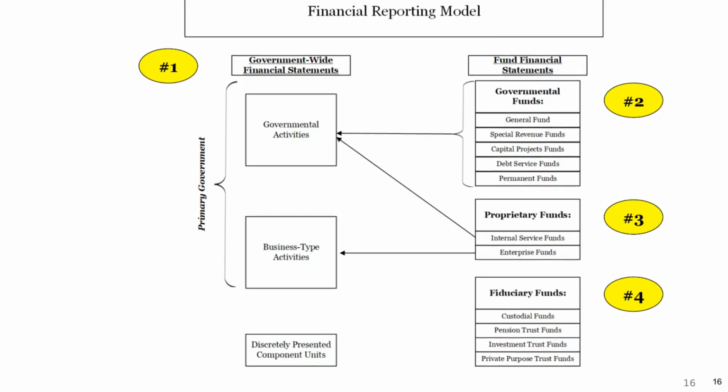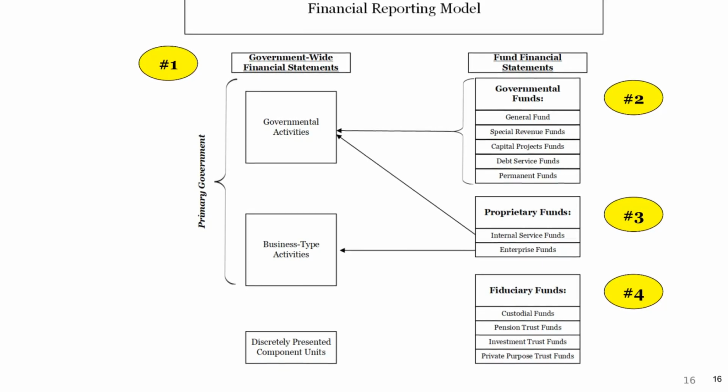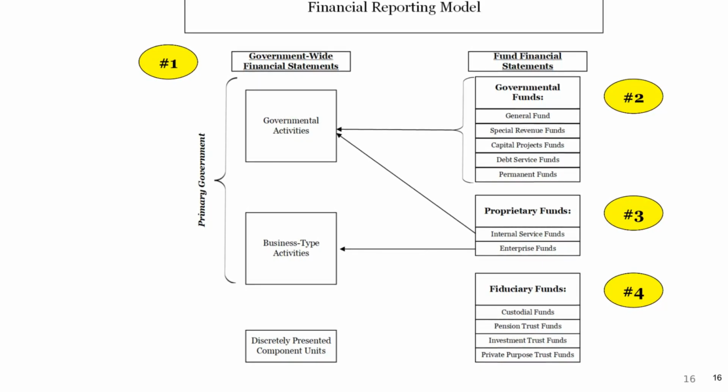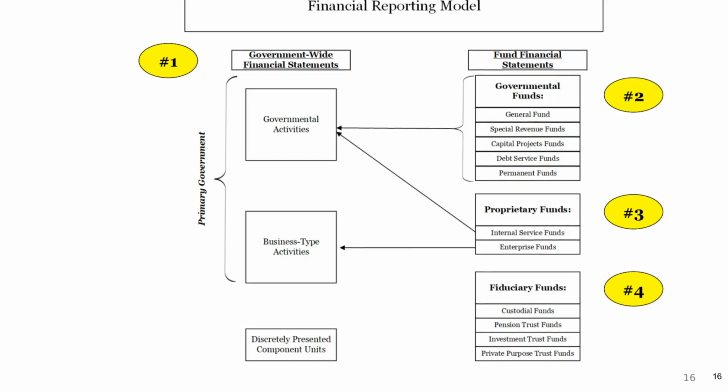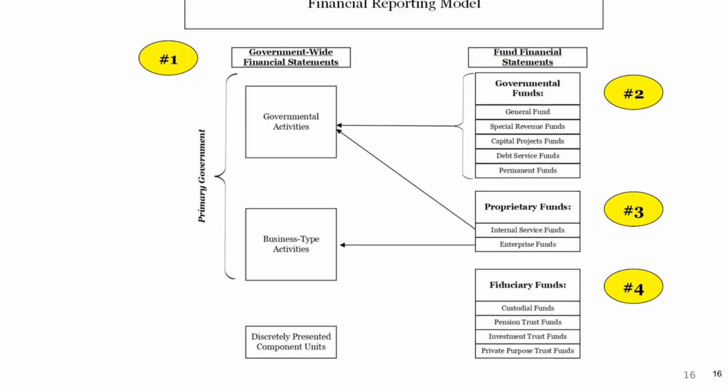Arrows show how information from these various funds rolls up into the overall picture. There's also a spot for discretely presented component units. Think of them as related organizations whose finances need to be reported separately.